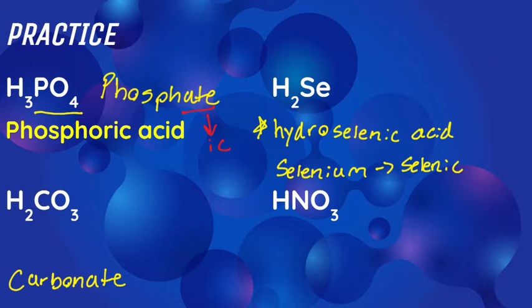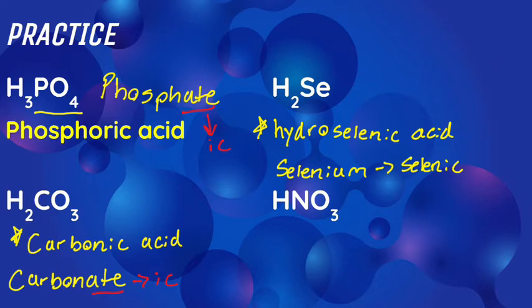So we have our carbonate. Now with that ATE, we're going to change it to IC. So we're going to end up with carbonic, and then finish it off with acid. So carbonic acid. And this will be our name for our H2CO3.